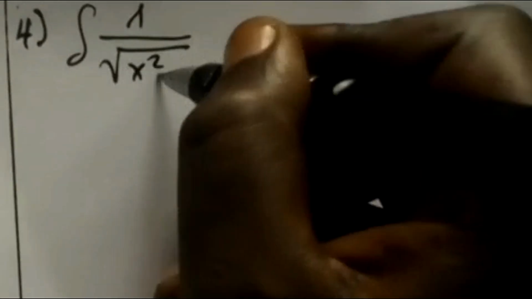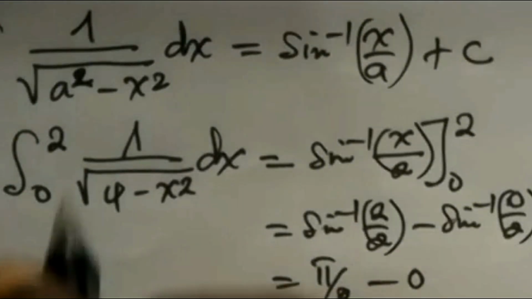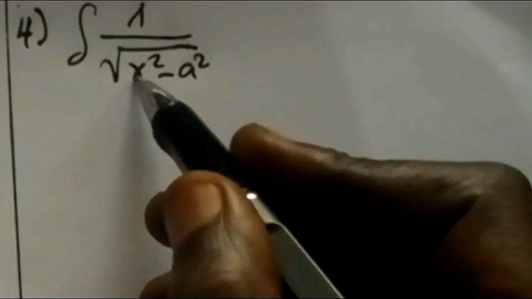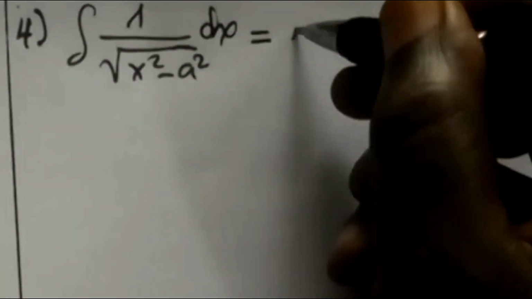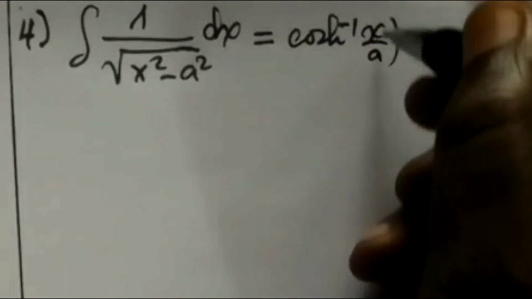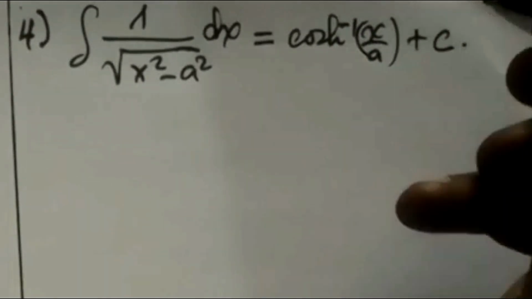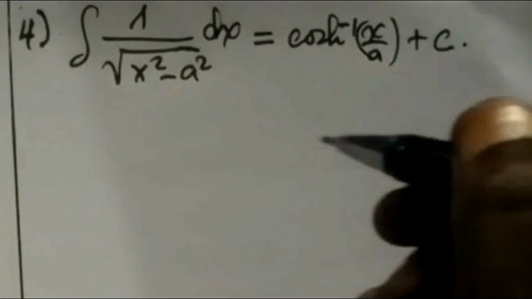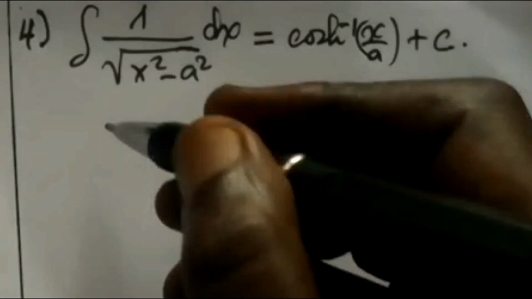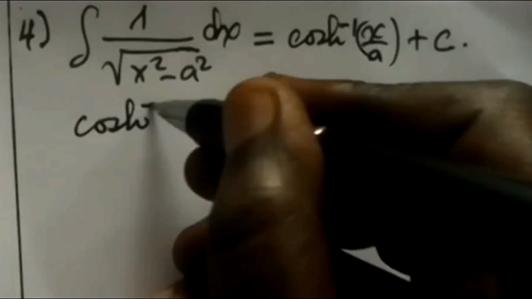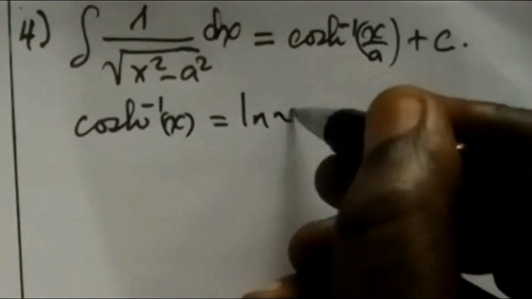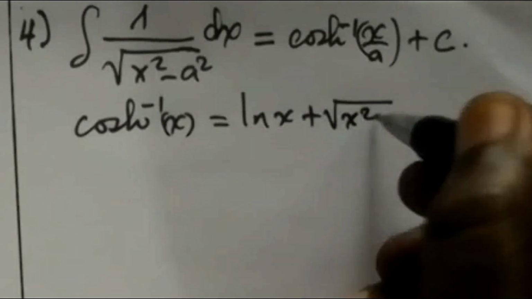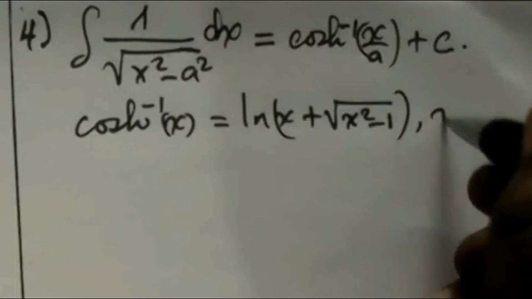For the fourth standard integral, we have integral of 1 all over the root of x squared minus a squared. It's similar to this one, but this time it is the variable that has a positive coefficient and the real constant is negative. So this time we are supposed to use cos inverse of x over a plus the constant of integration. And once you use cos inverse, you are likely to be asked to express the answer in terms of natural logarithms. You will then have to use the logarithmic form of cos inverse of x, which is ln of x plus the root of x squared minus 1, where x has to be greater than or equal to 1.